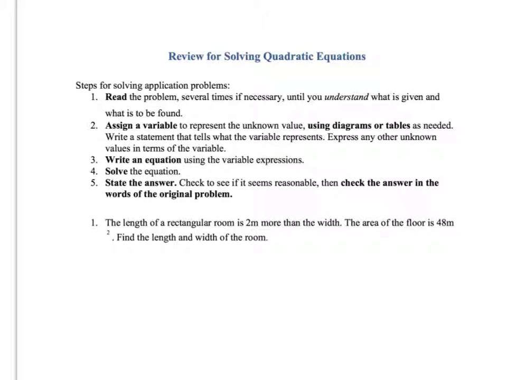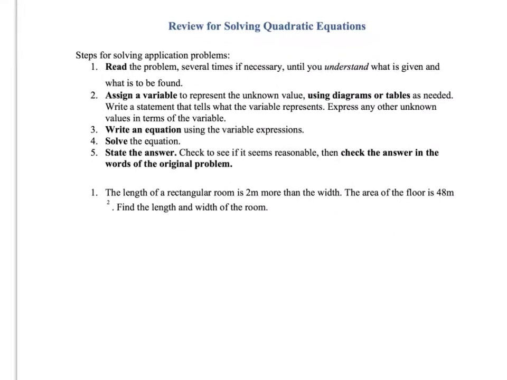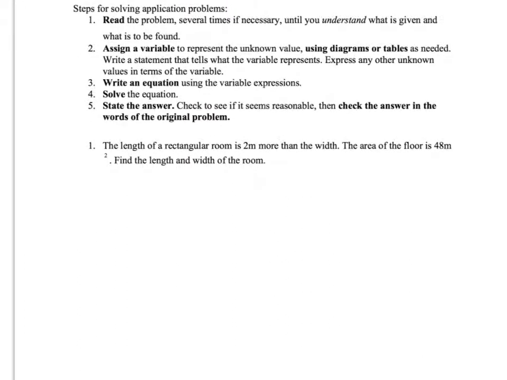So let's start with the first example, which would be: the length of a rectangular room is 2 meters more than the width. The area of the floor is 48 meters squared. Find the length and width of the room. Okay, so we understand that we're trying to find the length and the width of the room. So we're going to need to decide what to call the length and what to call the width.